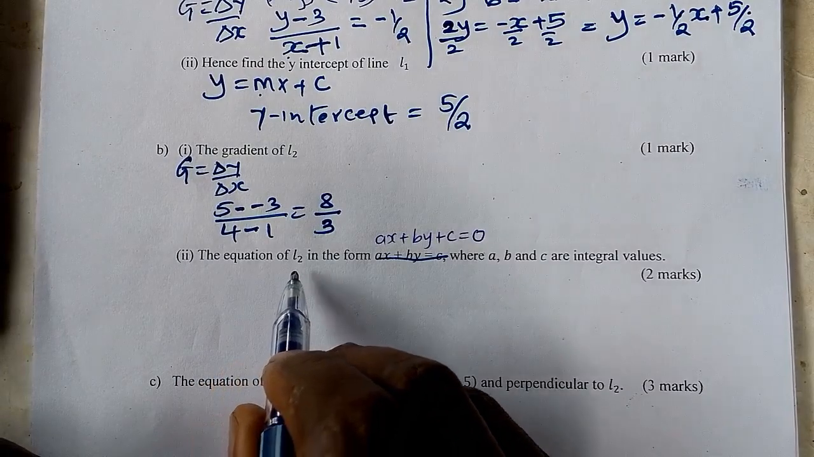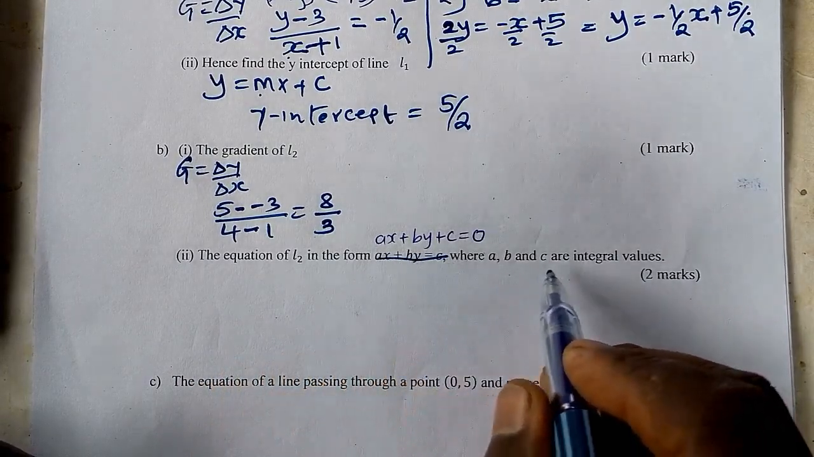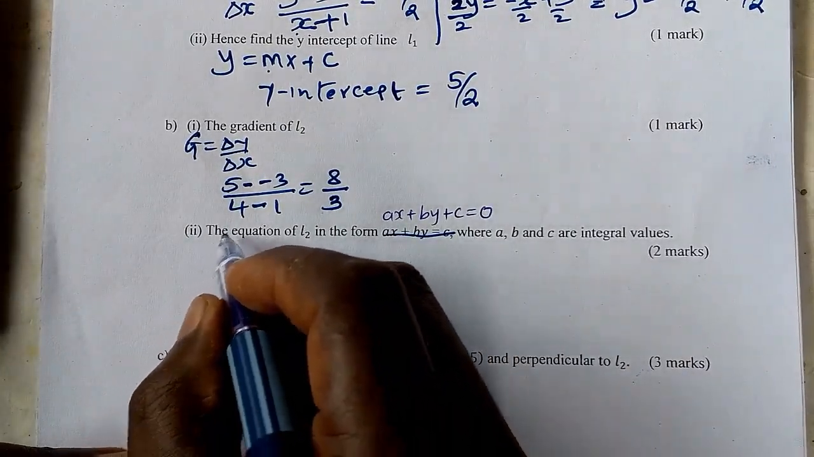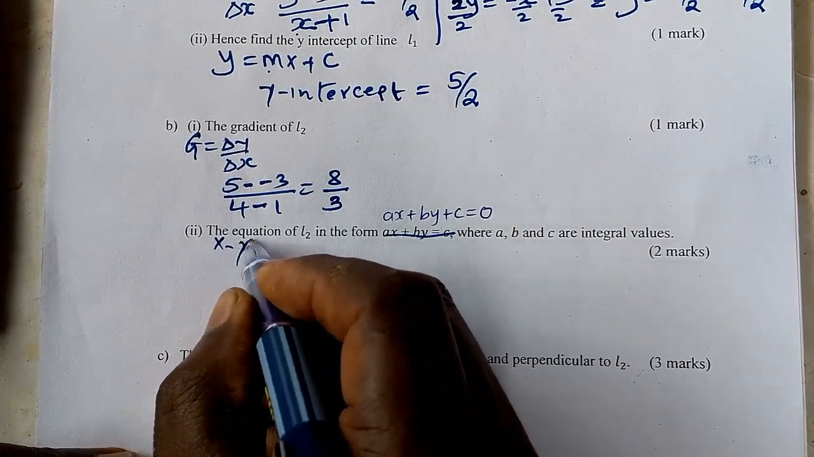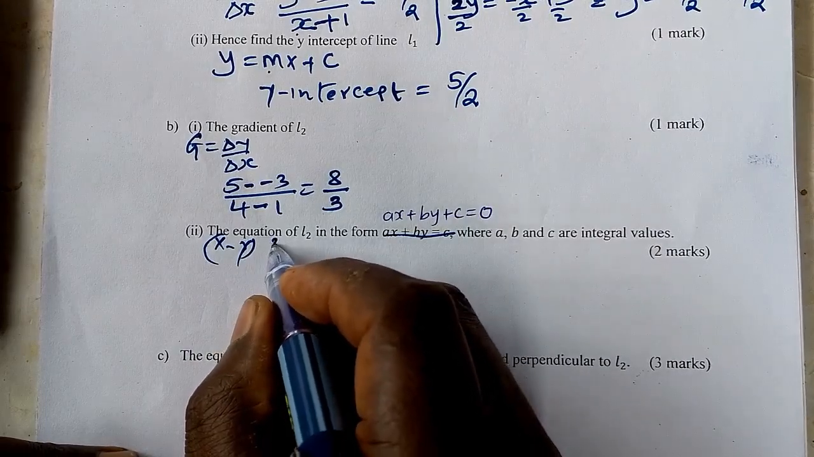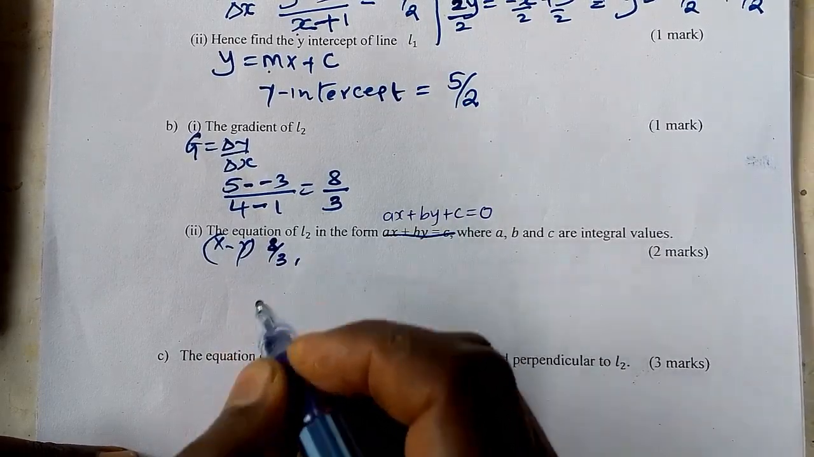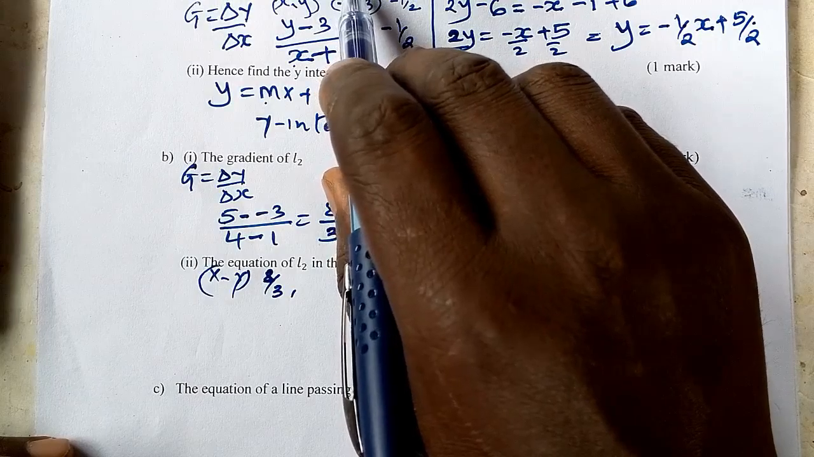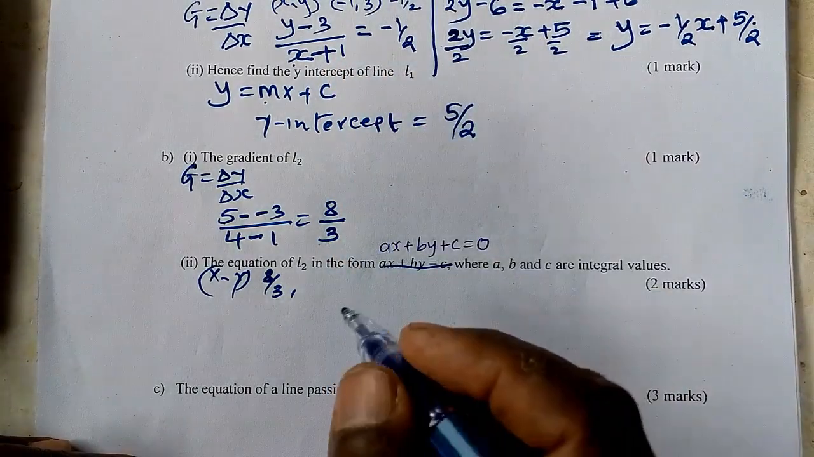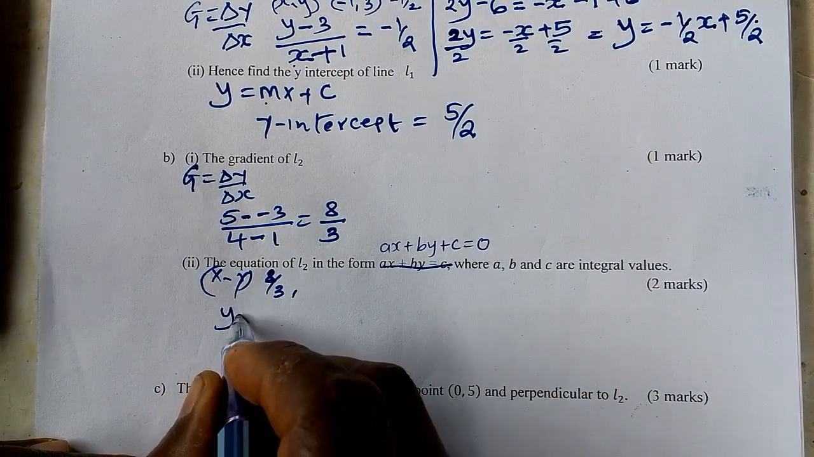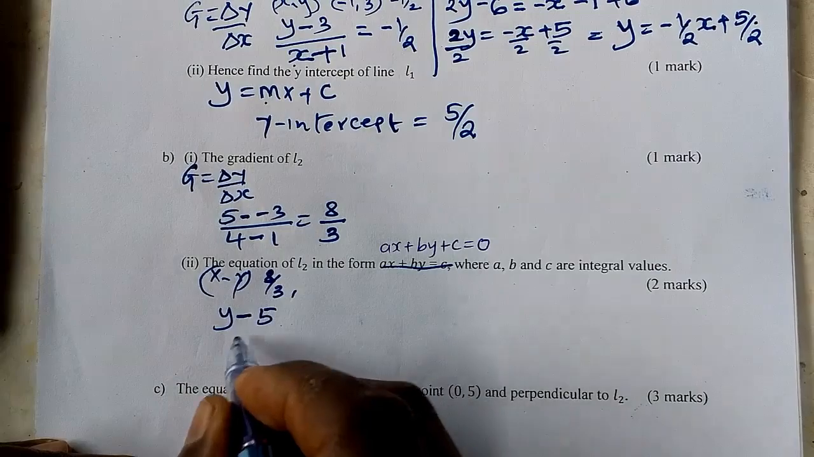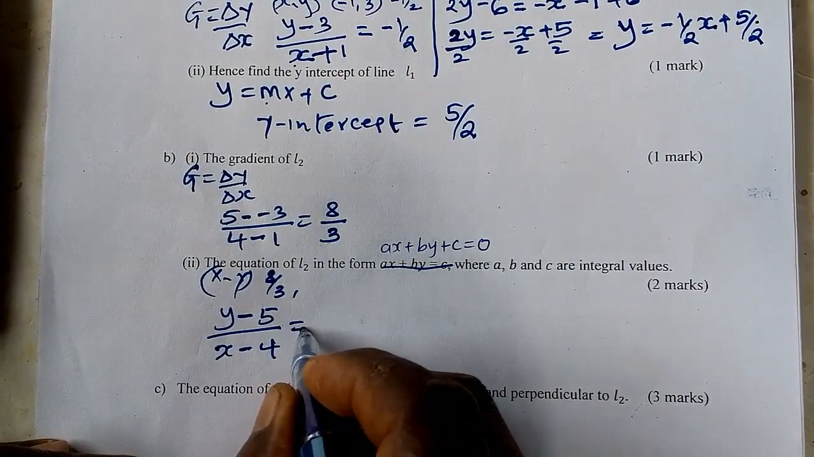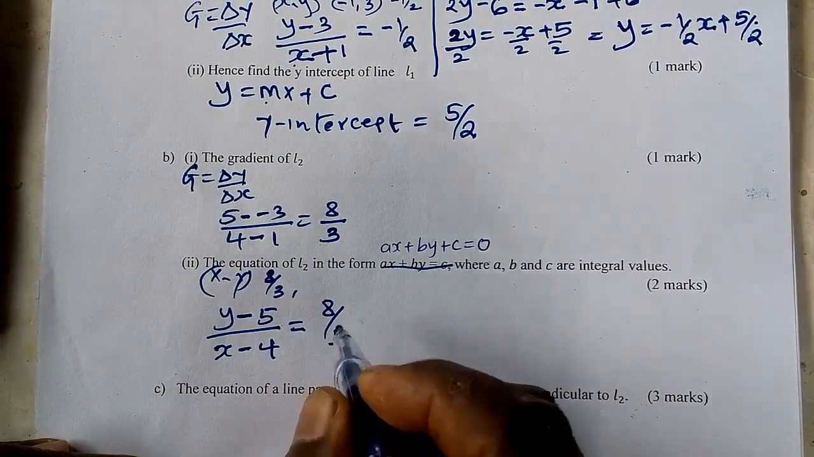The equation of L2 in the form of this. So we want to find the gradient, the equation. So we take the general point, that is (x, y). The gradient we need is 8 over 3. And then we take one of the points, either this or this, it depends on which you pick. So let us take the second one. So we are going to say y minus 5 divided by x minus 4 equal to 8 over 3, which is the gradient.